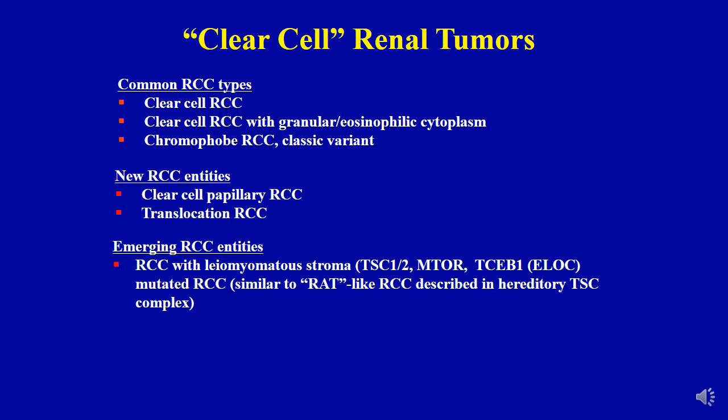And then I also talked about an emerging entity, which is renal cell carcinoma with leiomyomatous stroma. I have an entire video dedicated to this particular subject. We recently showed that these tumors harbor TSC-mTOR mutations and are similar to so-called RAT-like tumors described in hereditary TSC complex. So please check out that video. And then other differentials that may come into these particular entities include epithelioid angiomyolipoma, which also would fall within the eosinophilic category or pink category, and then adrenal rest.